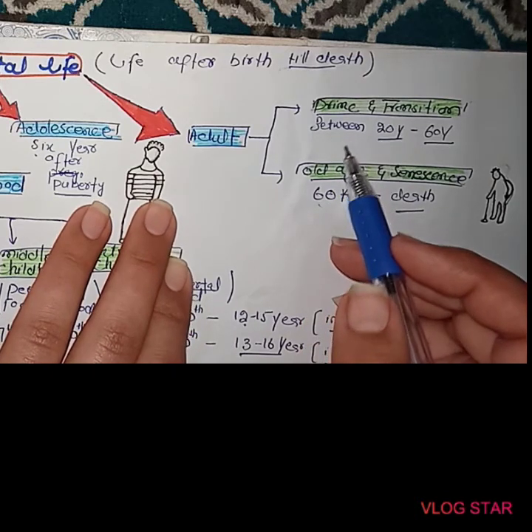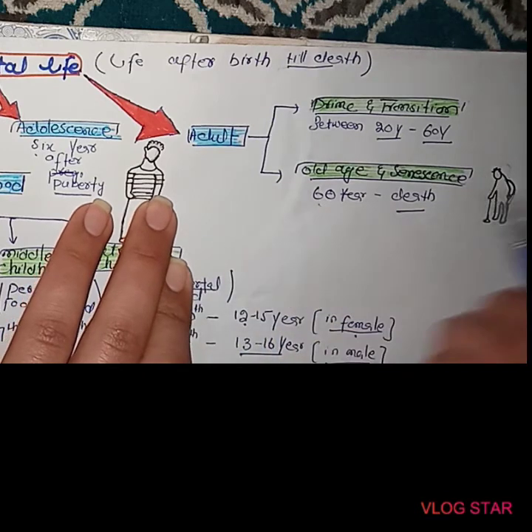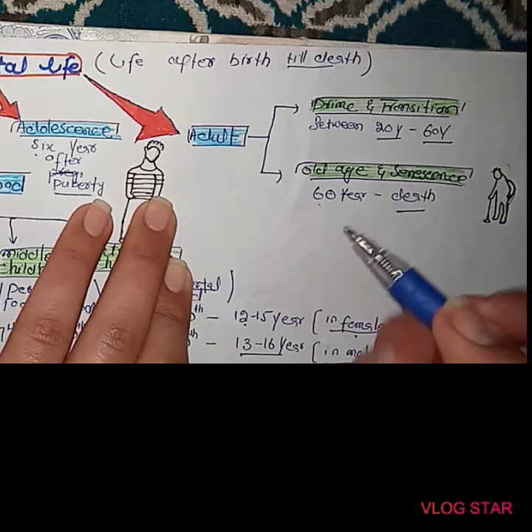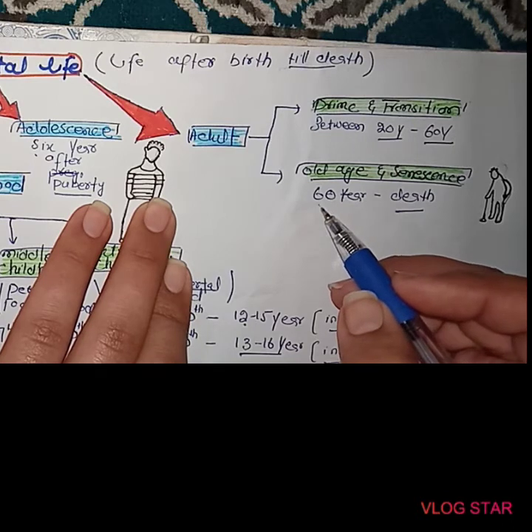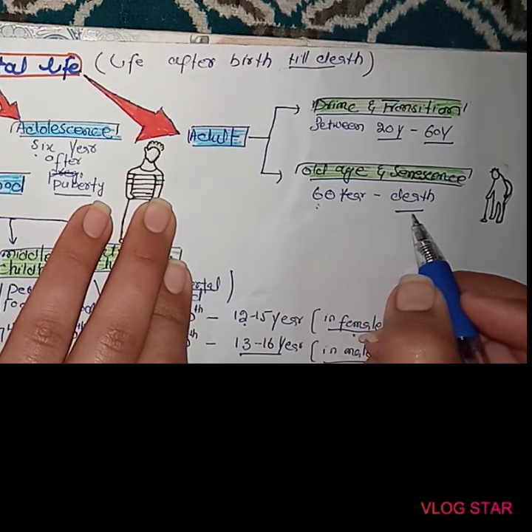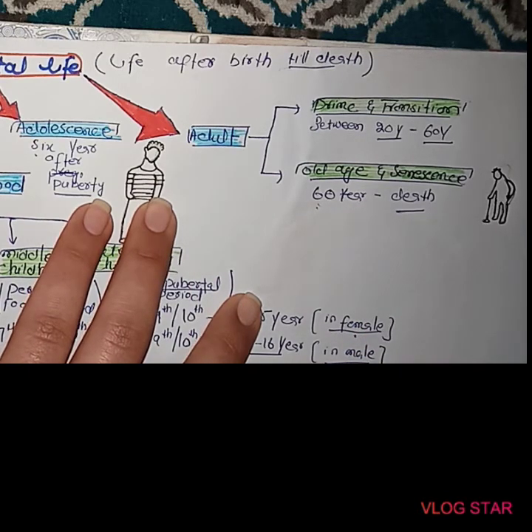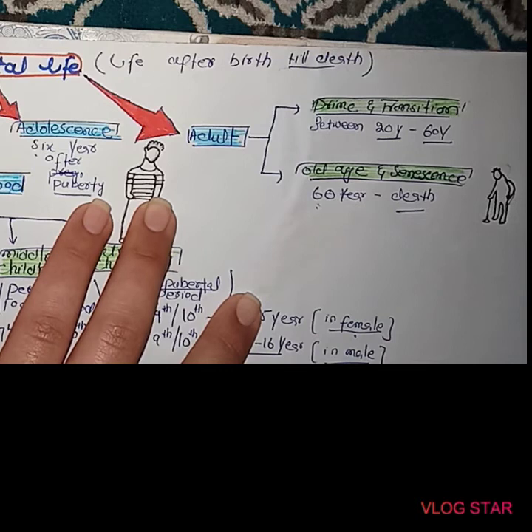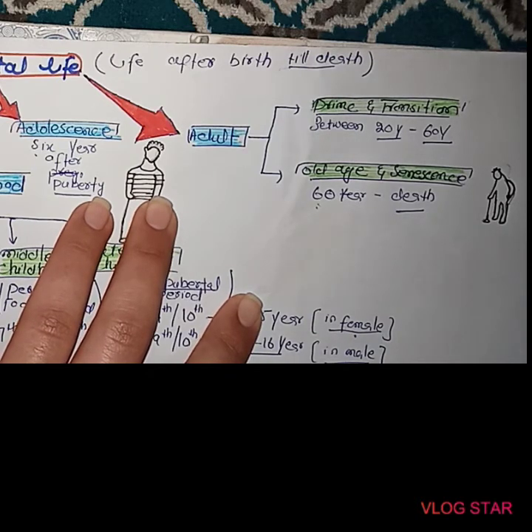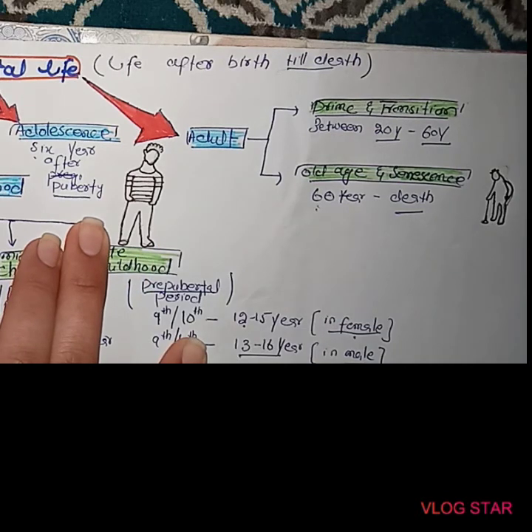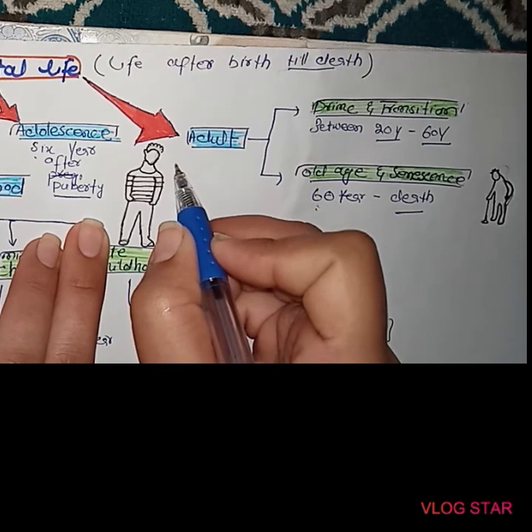The prime and transition stage is the stage in which various kinds of changes occur in the human body, and there may be mental changes or physical changes. And old age and senescence start from 60 years until death. In old age and the senescence stage, every system starts declining. Bone mass may decrease, which is called osteoporosis. Muscle mass may decrease, which is called sarcopenia. But in adulthood, every system performs its function with full effort, and every system is at its peak level.